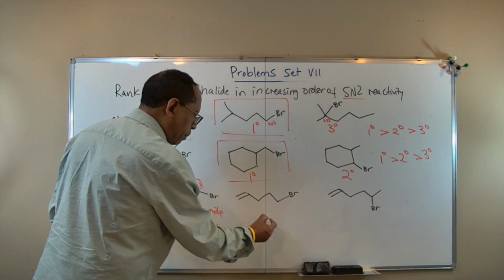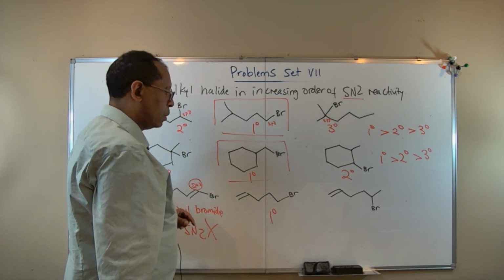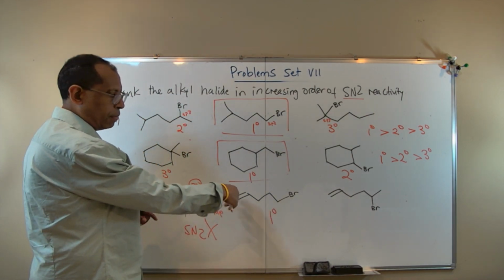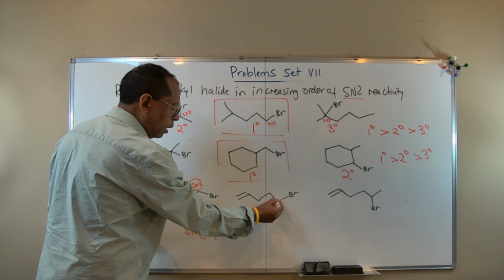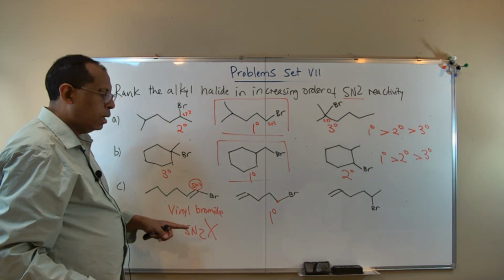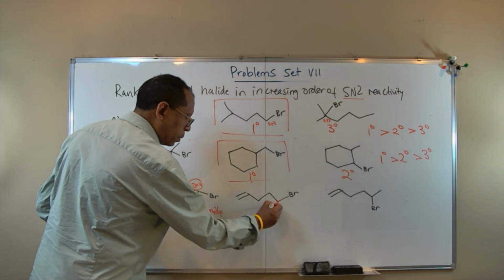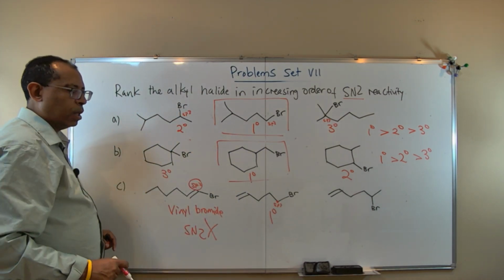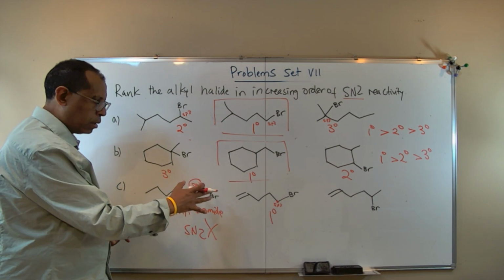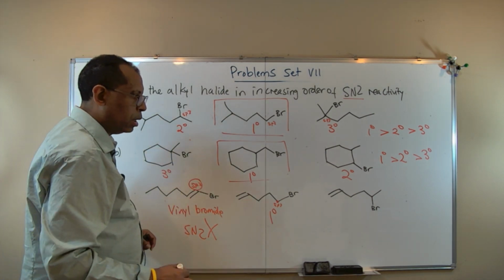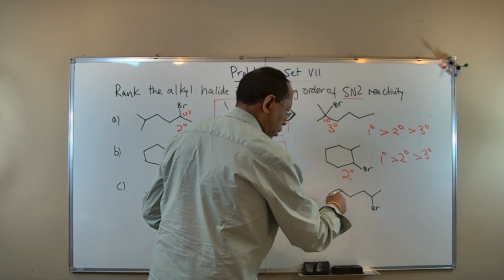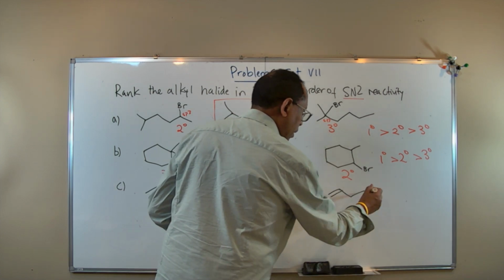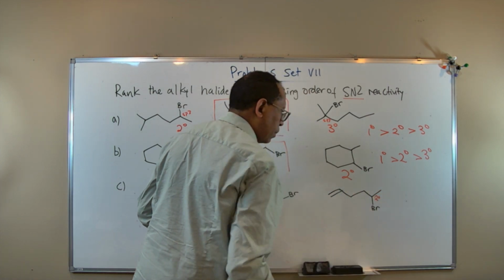Here you have a primary, because the double bond is far from there. So the halide is also carried on that carbon, which is sp3 hybridized carbon. So it's still a primary. For the SN2, it's a primary. Here, this one is also far from the alkene. That is a secondary type.